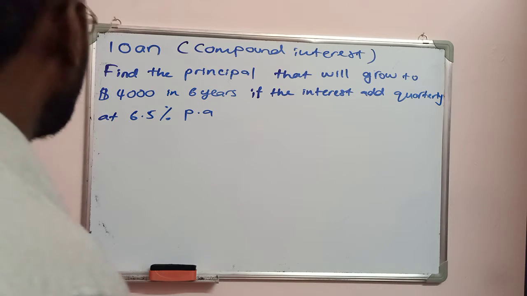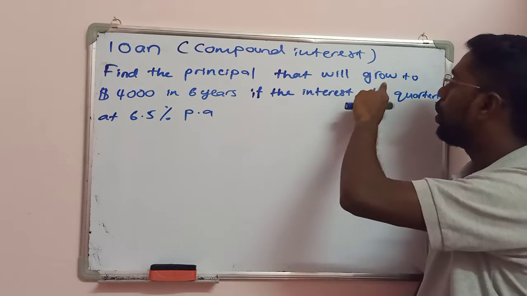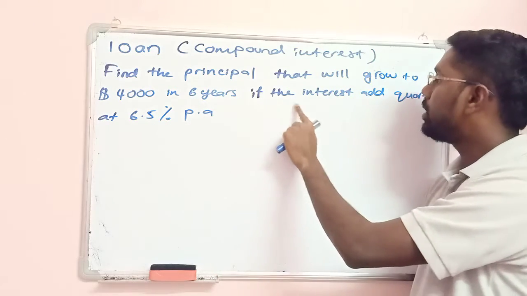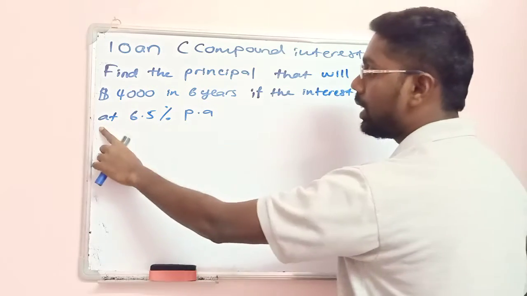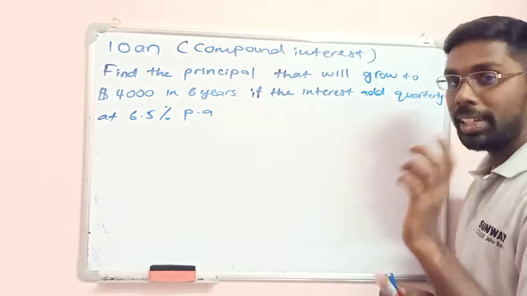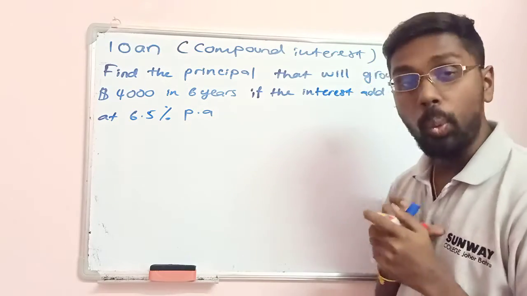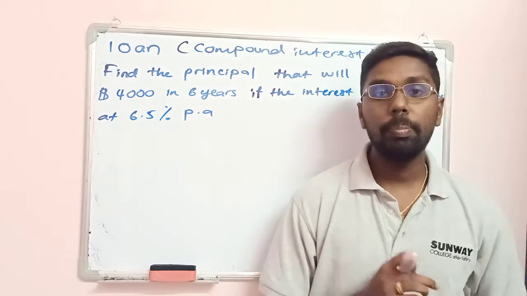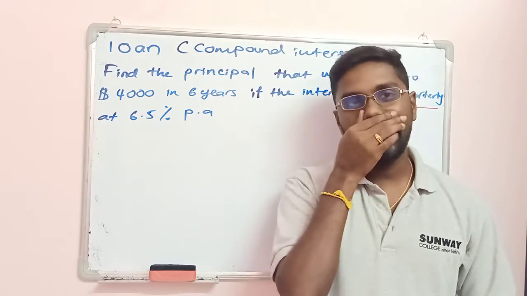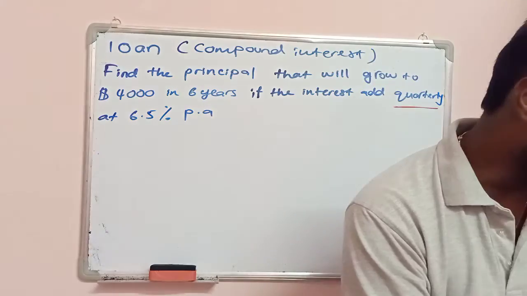Now let's look into another example. Find the principal that will grow to 4000 in 6 years if the interest is compounded quarterly at 6.5% per annum. If you notice here, the compounding period is now different, it's quarterly. That means in 1 year the interest is added 4 times, because it is compounded quarterly.